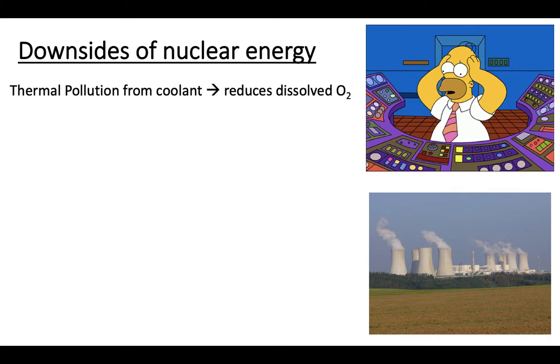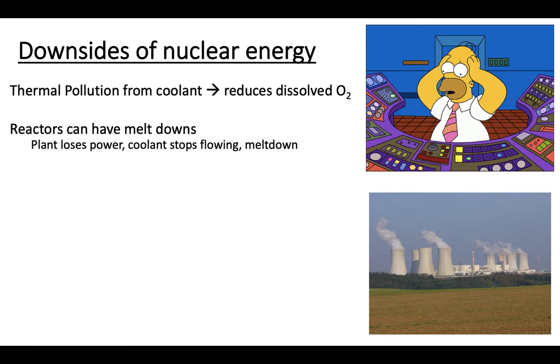There are some downsides of nuclear energy, however. You may be familiar with some of them, not so much others. I'll talk about thermal pollution in a little bit more detail soon, but the coolant liquid that is used to condense the steam back into water is pulled from nearby aquatic ecosystems. That water is absorbing the heat from the steam, and as it gets ejected back into aquatic ecosystems, you've got warm water that can reduce the dissolved oxygen in these ecosystems. Nuclear reactors can spiral out of control and have what's called a meltdown.